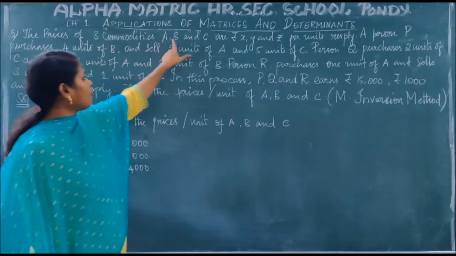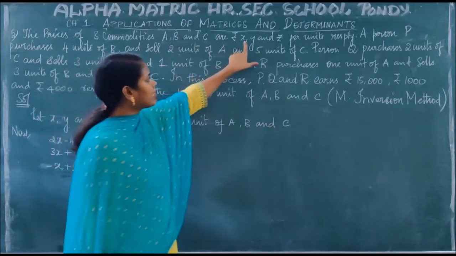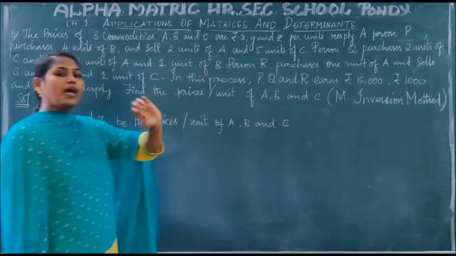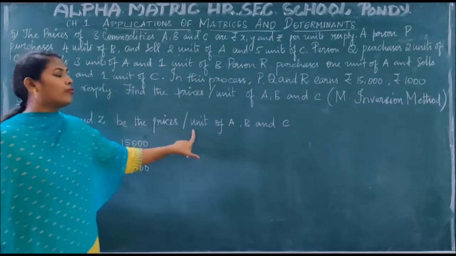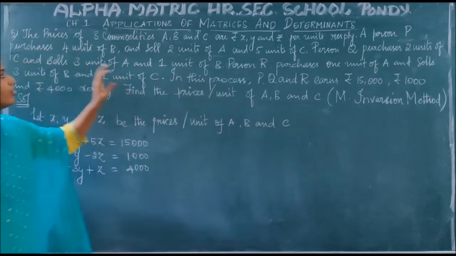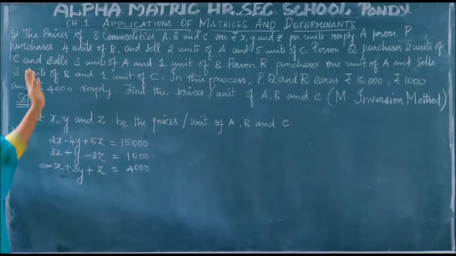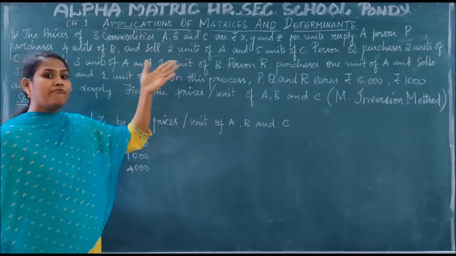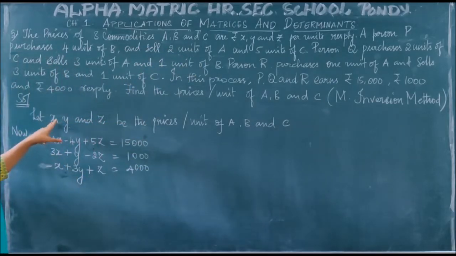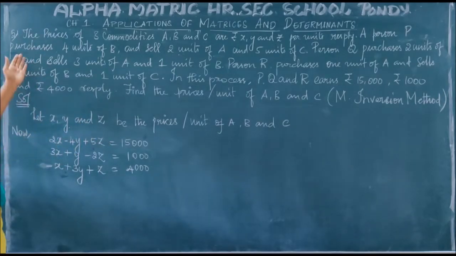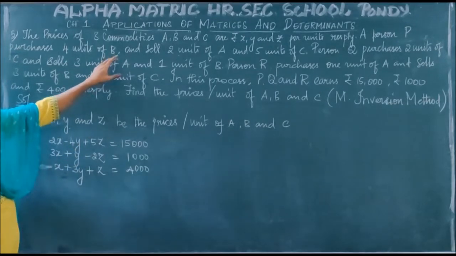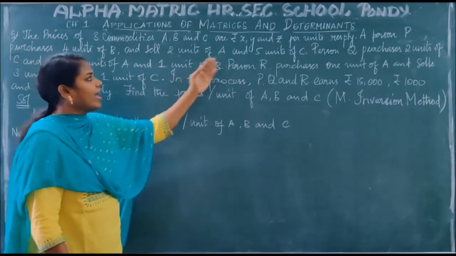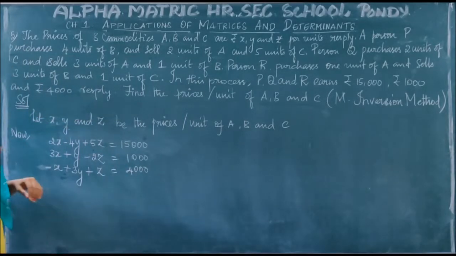They have given the 3 commodities A, B and C with prices rupees x, y and z. Listen carefully here: x, y, z are the prices of A, B and C per unit. So we have to find the values of x, y, z. Person P is buying 4 units of B and selling 2 units of A and 5 units of C. When a person sells something, he earns money, so that becomes positive here.